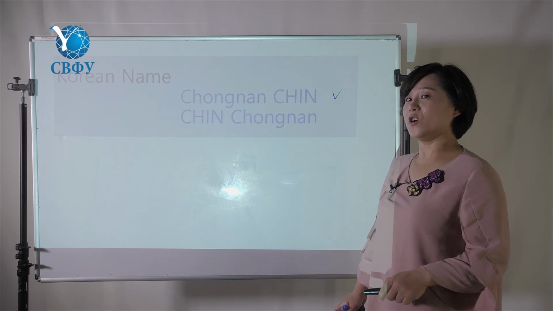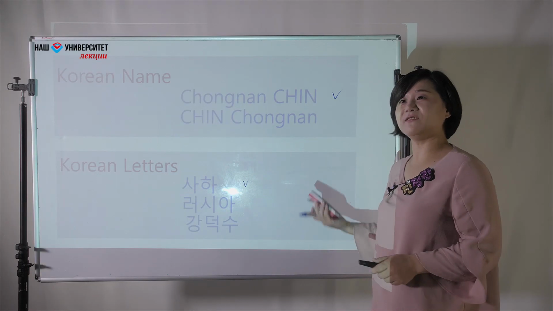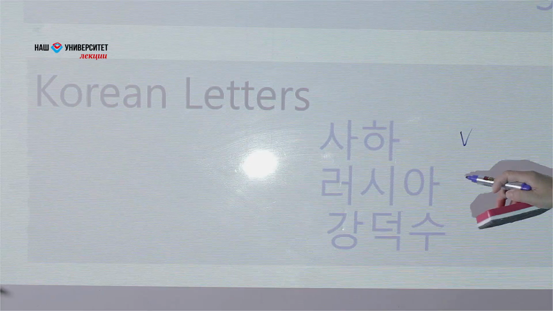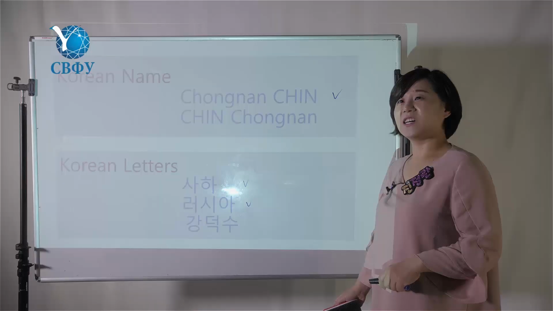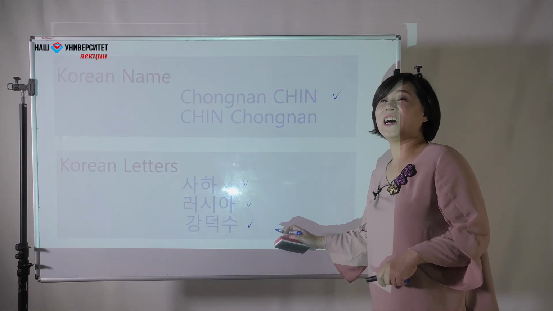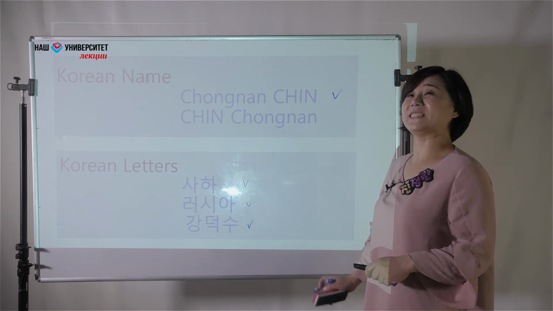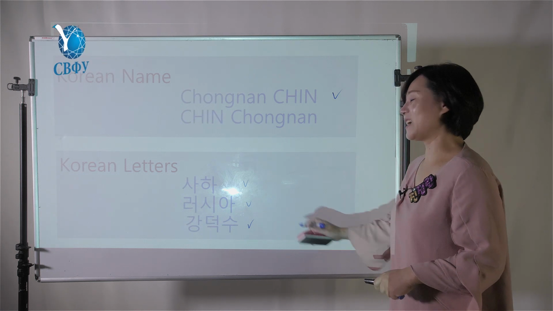Well, have you heard of the Korean language sound? These are Korean words. I will pronounce them, take a guess what they mean. First one, it sounds 사하. Second, it is Russia. Right, Russia. And the last one, Kangdoksu. I think this person is the most famous Korean person in Yakutsk, right? Yeah, Kangdoksu.